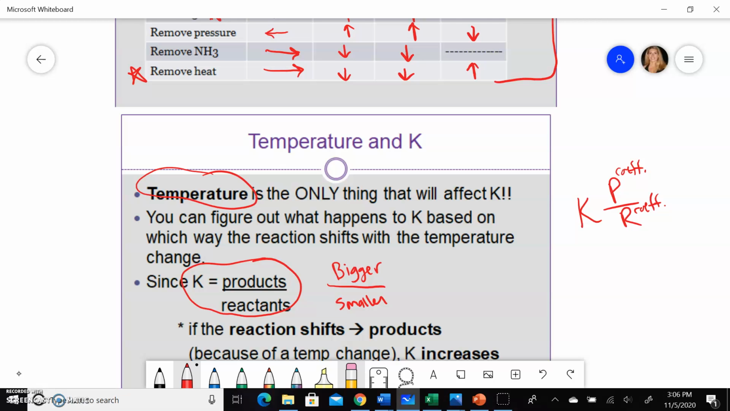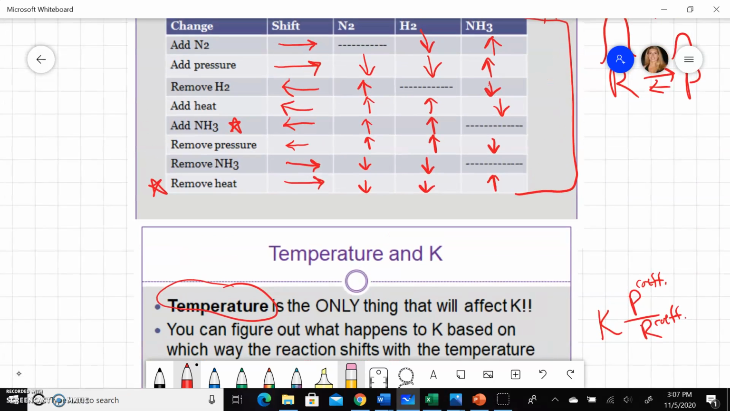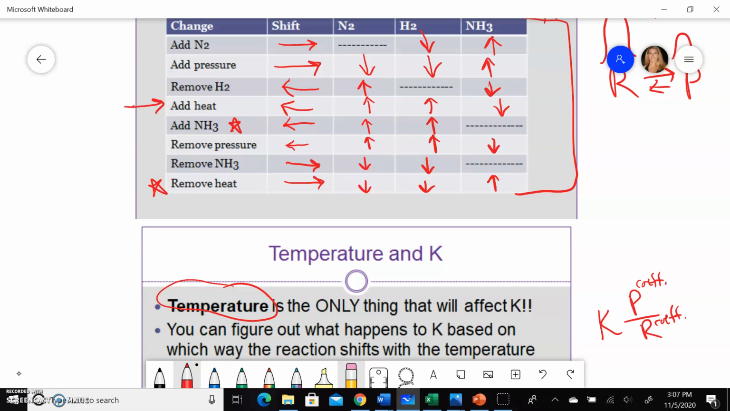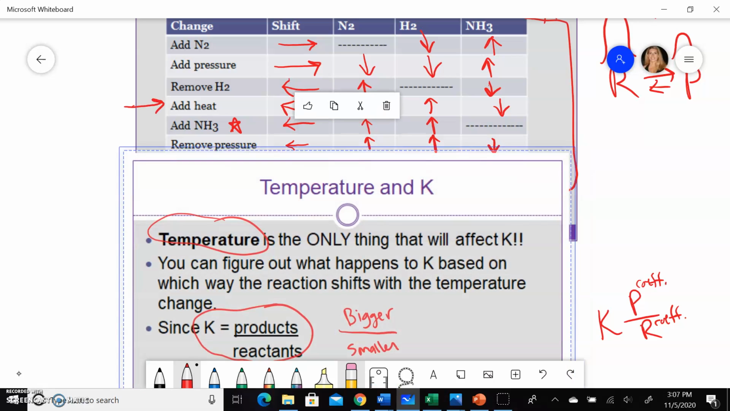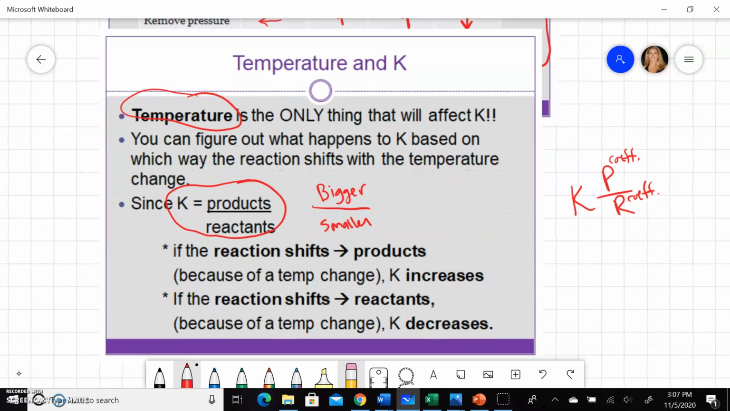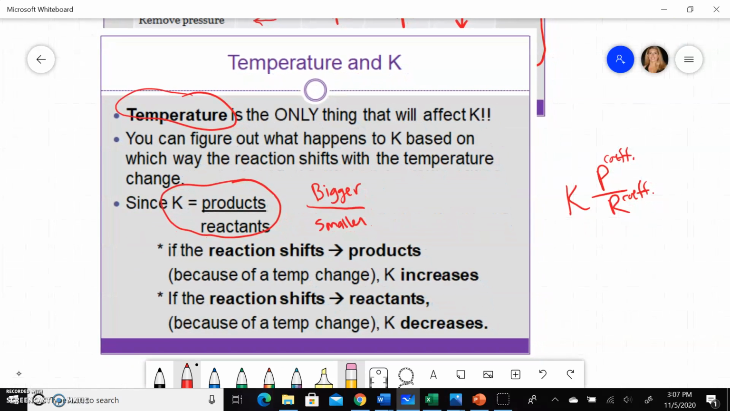If the other way happened, so if you go back up to this one right here where we added heat and it shifted to the left, when it shifts to the left, that means the reactants are increasing. And notice that reactants are on the bottom of the fraction right here. So if you have a small number on top and a big number on the bottom, like say 1/10, the value of that fraction is going to be really small. 1/10 of a pie is pretty small. And so you can kind of figure out what happens to K based on which way it's shifting.